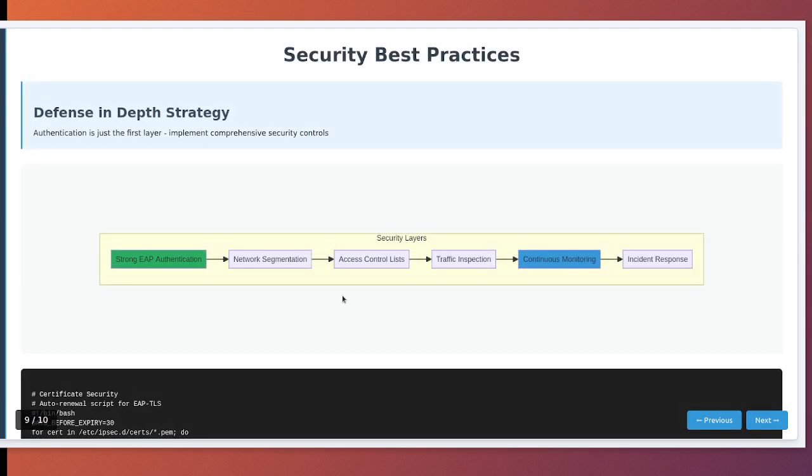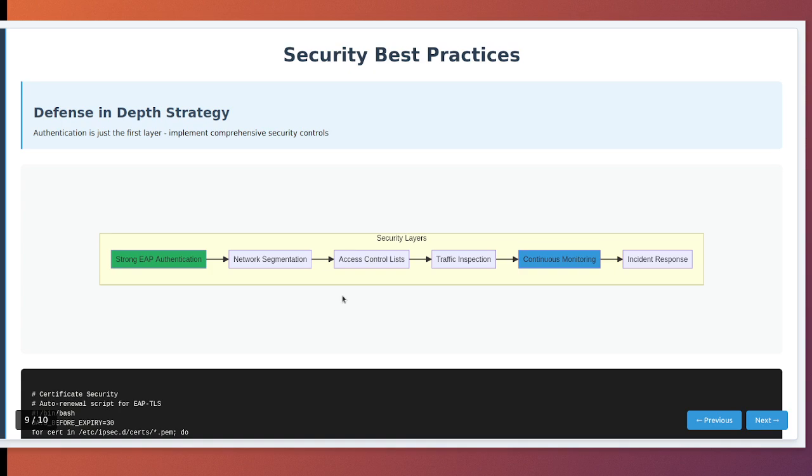Best practices and security considerations. After deploying EAP in dozens of organizations, I've learned that success isn't just about getting authentication working. It's about building a system that's secure, reliable, and maintainable. Let me share the best practices that separate good deployments from great ones.